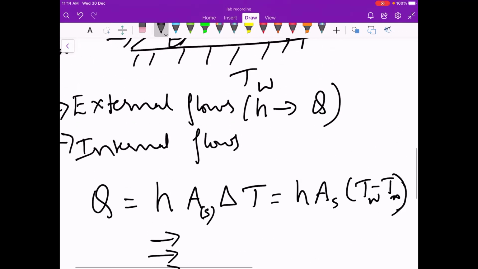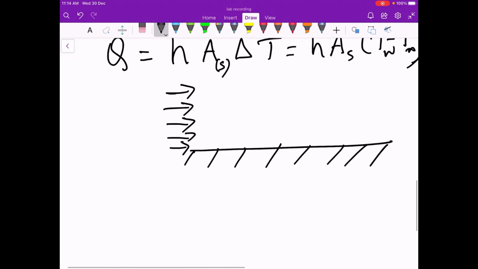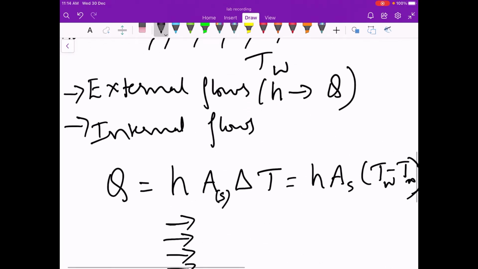Convection heat transfer can be classified into two types: natural convection and forced convection. Forced convection is that type of convection where you need an external agency to initiate the flow, whereas in natural convection the flow happens on its own because of density variation, or because of temperature difference. There is a variation of density because of which the flow happens, and which takes the heat from the hot surface. Now, forced convection can again be classified into external flows and internal flows.